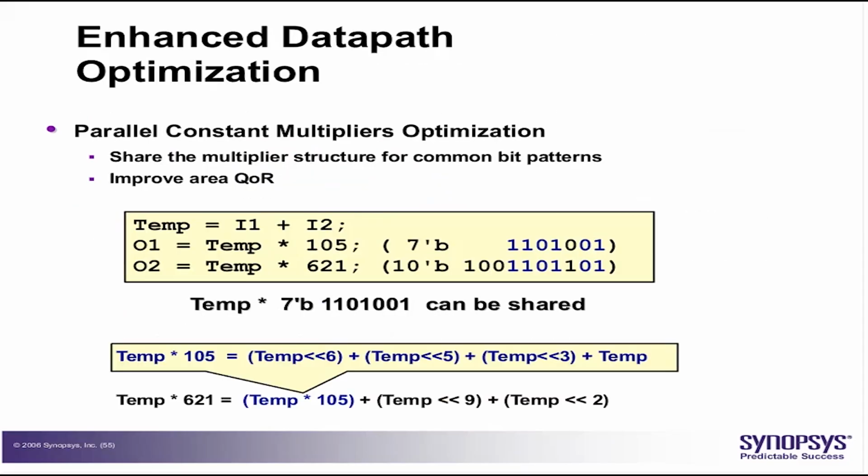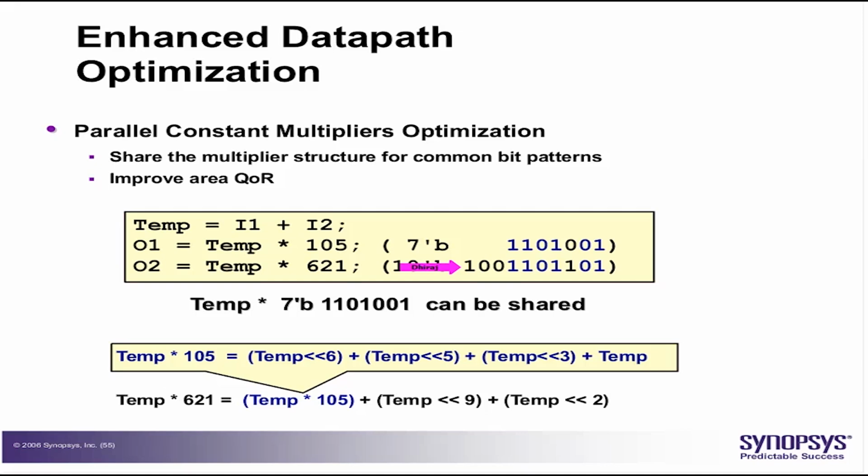Now a few more examples of data path optimization. This is one example which is unique to DP Ultra: it utilizes resource sharing for parallel constant multipliers. See this example. Temp is equal to I1 plus I2, and O1 is equal to temp into 105, O2 is equal to temp into 621. Now temp is common here. The binary code for 105 and 621 is as follows. Now it sees that temp into 105 can be shared.